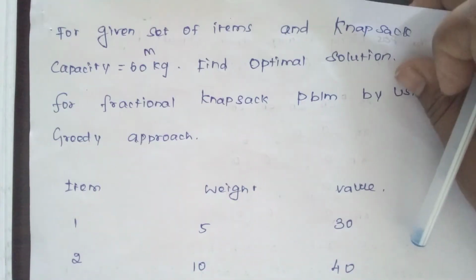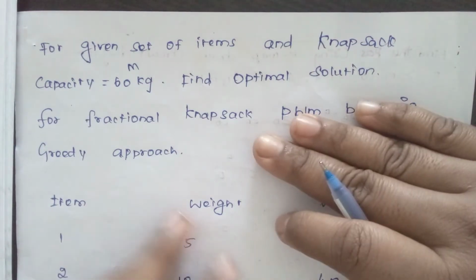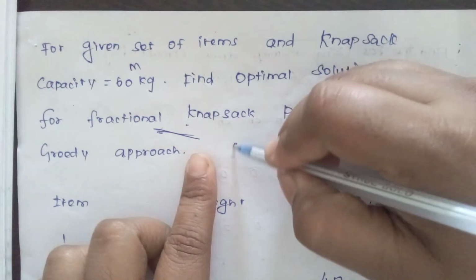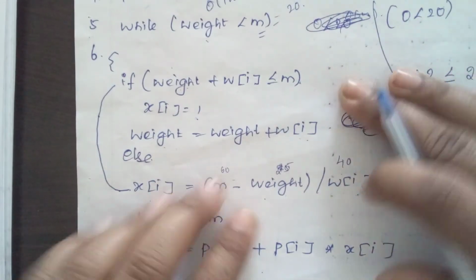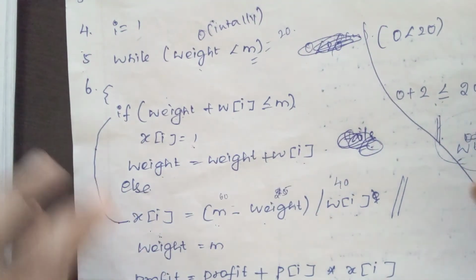In the question and all, they will give it like this only. You have to solve like this. It is nothing but the fractional knapsack problem. This is very, very important. It is based on the greedy method. Whatever we have done in the steps, the same thing is repeated here. Okay, that's all.